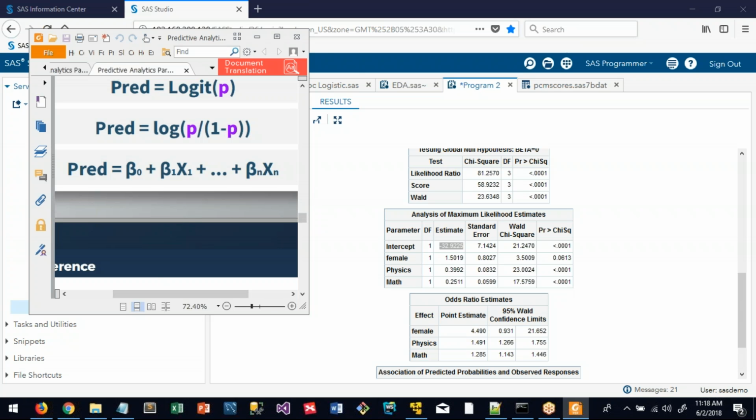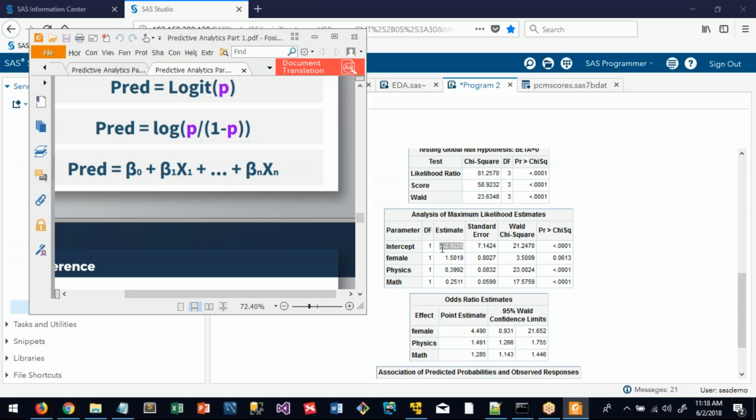Just look at this. So in this case, the intercept value of minus 32.925 is this value, this value of beta naught here. This female, it is 1.5019. It is this beta 1 here, and it is x1. X1 is female, the values of the female variable, which is only zeros and ones. Physics is 0.3992. Again, this is beta 2 x2. The beta 2 is 0.3992 multiplied by the marks scored in physics, and the same thing goes for the mathematics also.